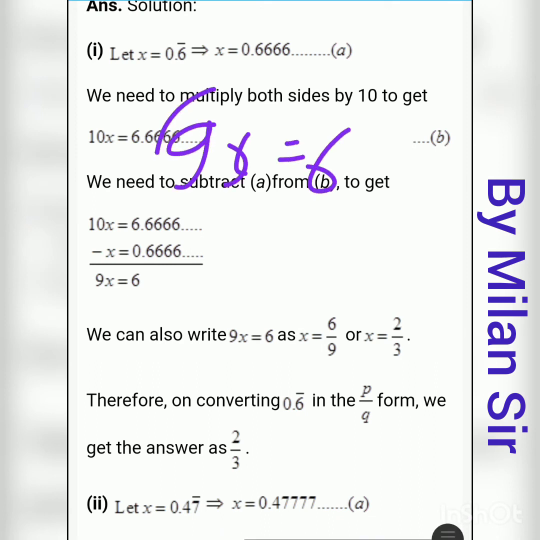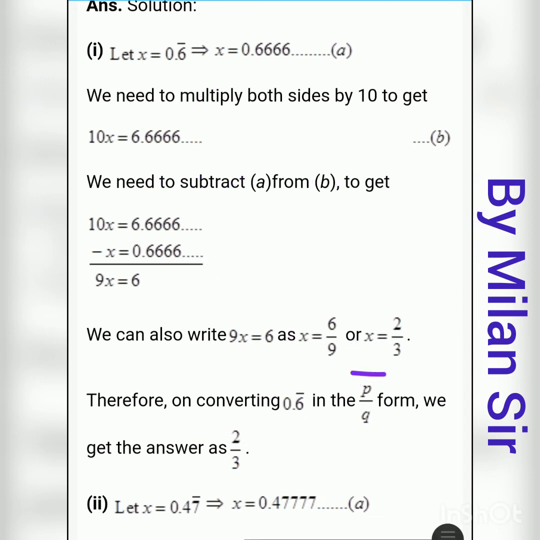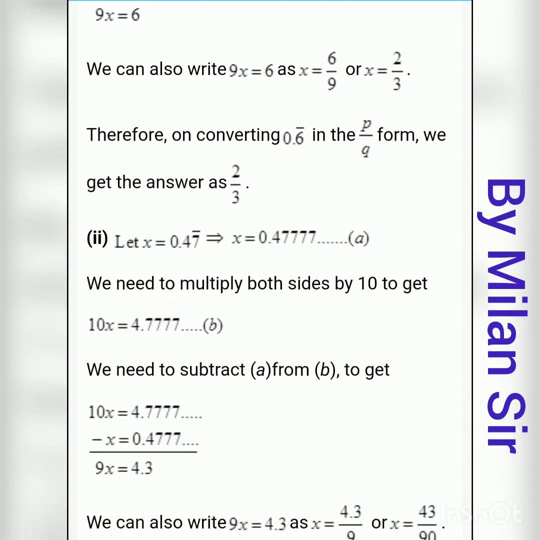Then transfer this 9 to the right-hand side. So it goes to the division. 2 3s are 6, 3 3s are 9. 3 3 cut. x is equal to 2 by 3. So x is equal to 2 by 3. Therefore, on converting 0.6 bar into the form of p by q, we get the answer as 2 by 3. Now, number 2.